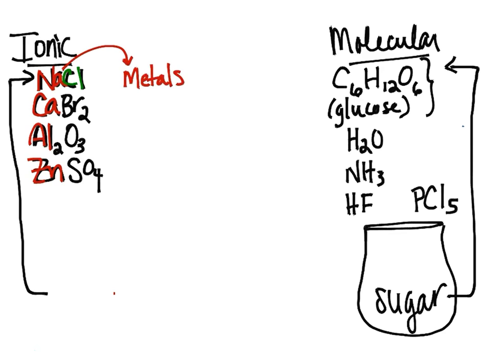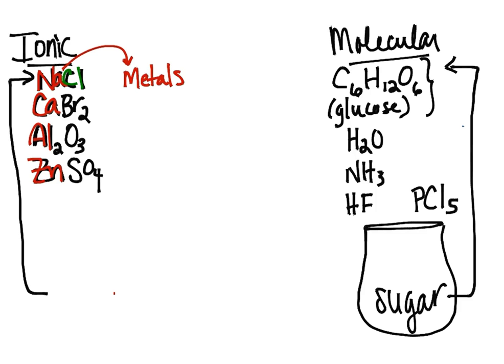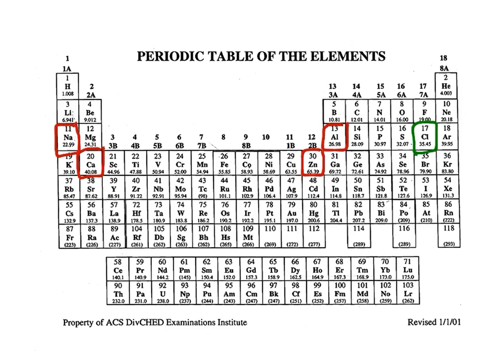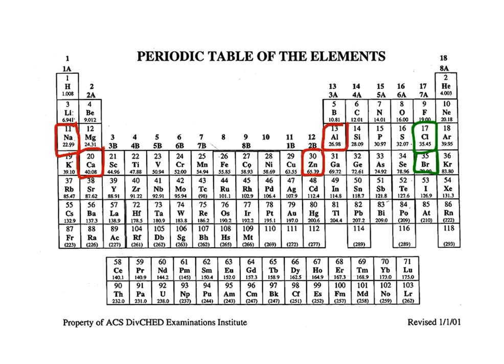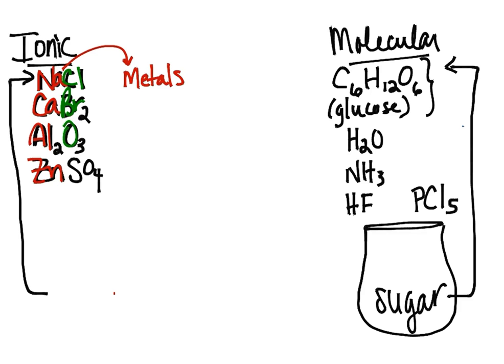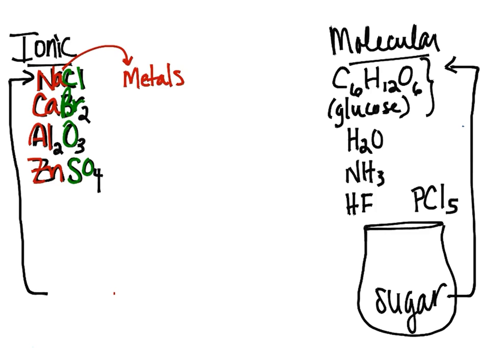Now if we look at the other ones, chlorine is here on the periodic table. Br, bromine, is underneath chlorine on the periodic table. Oxygen is up here. Sulfur and oxygen we'll look at together. Oxygen we already saw. Sulfur is here below it. So these are all nonmetals. So ionic compounds tend to be a combination of a metal and a nonmetal.